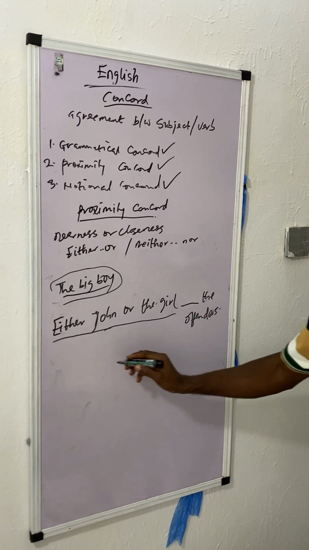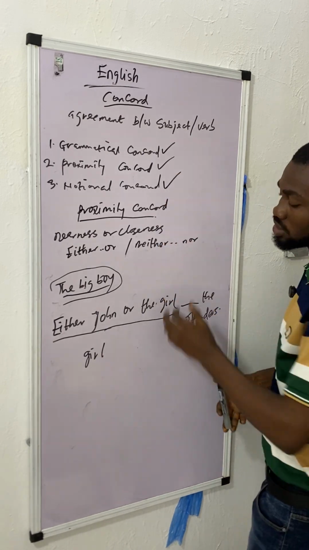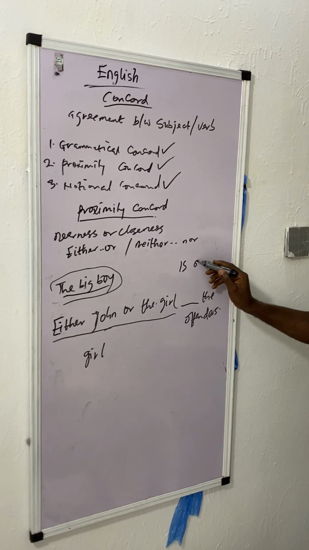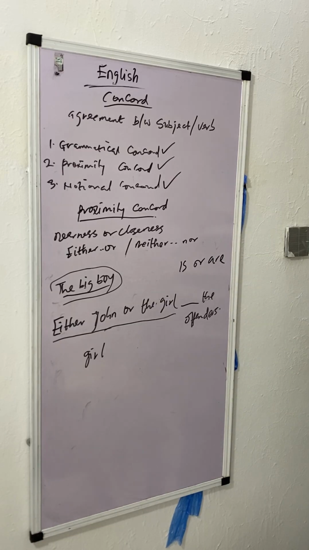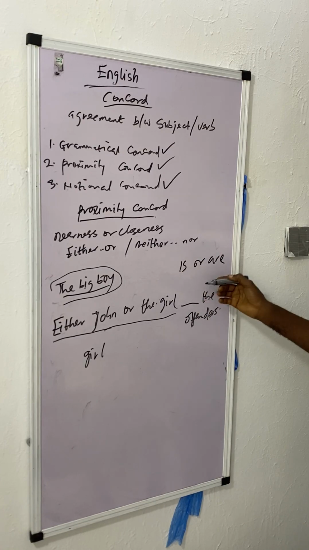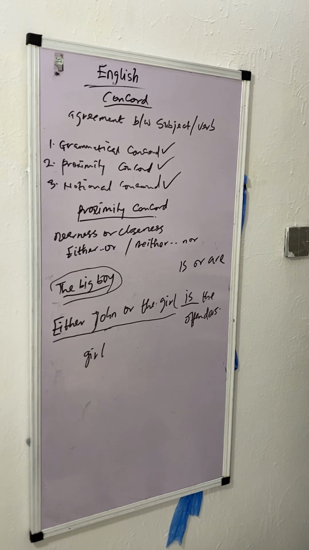It is girl. Is girl singular or plural? Girl is a singular noun. And remember the law of grammatical concord. Singular noun goes with what? Singular verb. So what should be the singular verb that should be here? Is it is or are? Pick the singular verb. Is is a singular verb? Yes. So is is the right answer. So: either John or the girl is the offender. Correct.